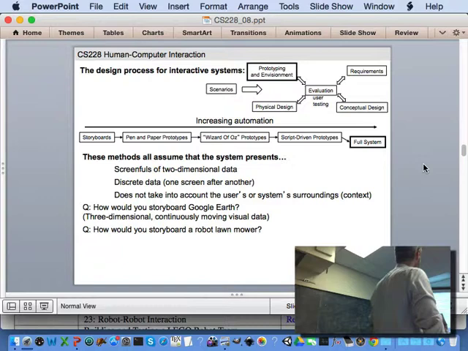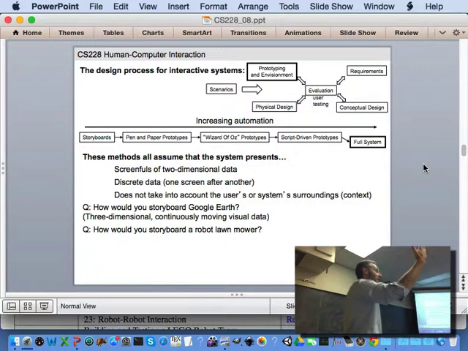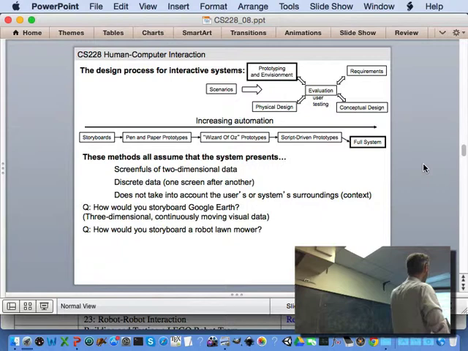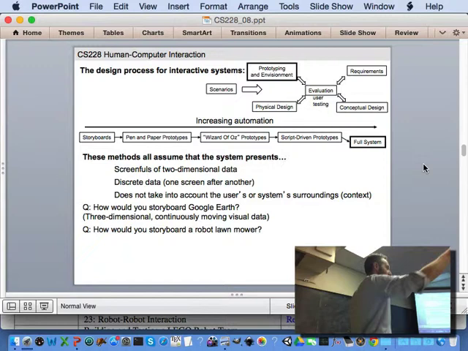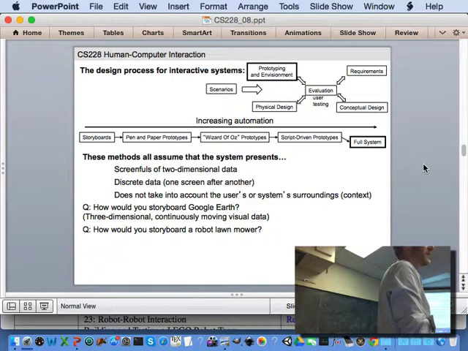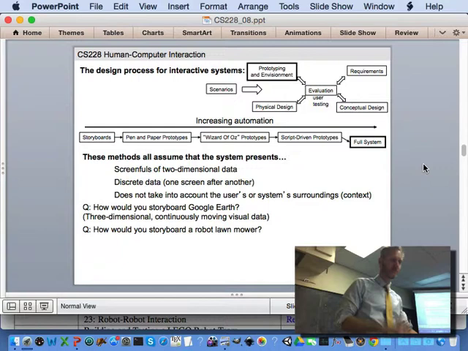How do you prototype these things? It's relatively easy to create a static web page and then hang scripts off the back of it until the back-end functionality is there. Not so easy to do with something that's constantly in motion, right? Somebody's flying over Google Earth or somebody's wearing Google Glass and continuously moving. Okay. One of the research challenges in HCI is taking these design practices and adapting them for these new systems, which aren't discrete screenfuls of data.